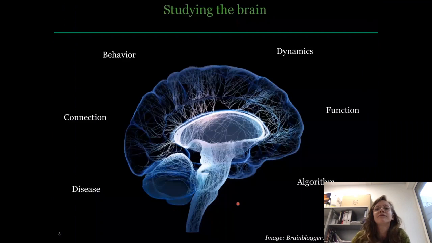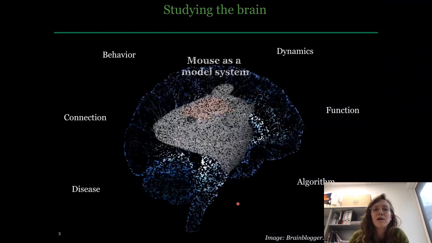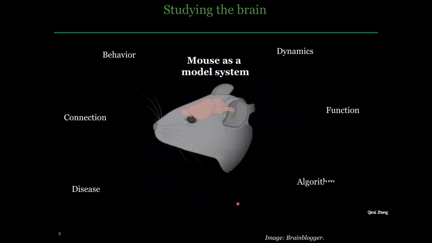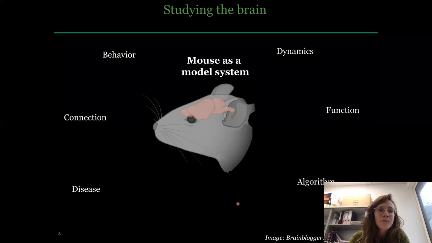And understanding the function of the brain, how it is connected and how it processes information has been of great interest to scientists and society over decades and centuries. However, in most cases, we cannot get access to the human brain, and therefore the mouse as a mammalian model organism has become widely used in neuroscience.